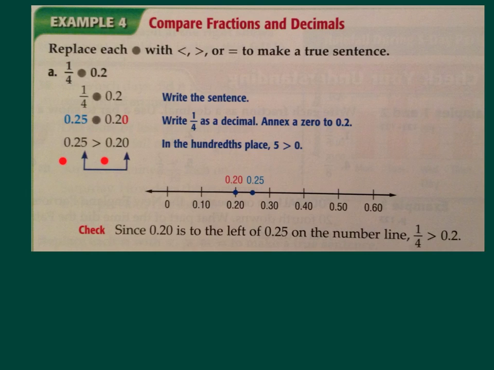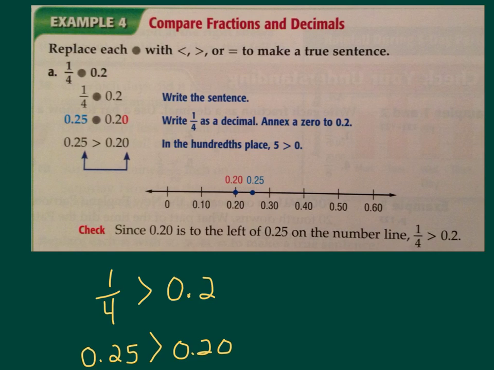Now to compare these, I'm going to start at the place value that's the greatest. So I'm going to start at the ones place. They're both 0. So I'm going to now move over to the tenths place. They're both 2. So they're equal. So now I move to the hundredths and I see that I have 5 hundredths in one and 0 in the other. So 25 hundredths is going to be the decimal that's greater.